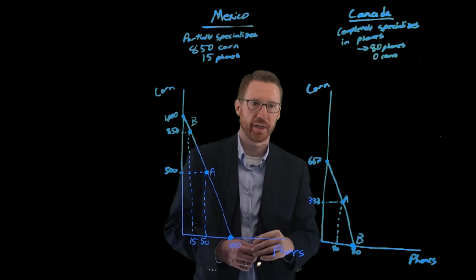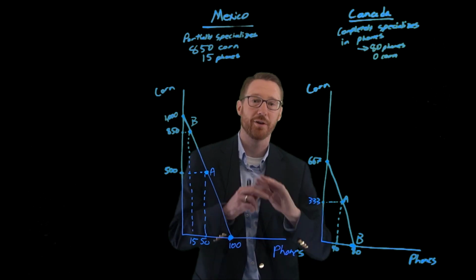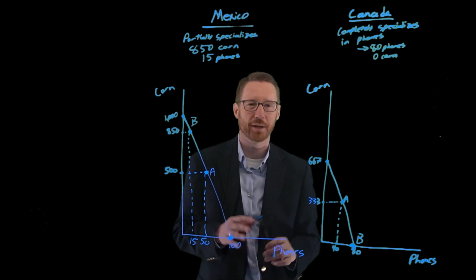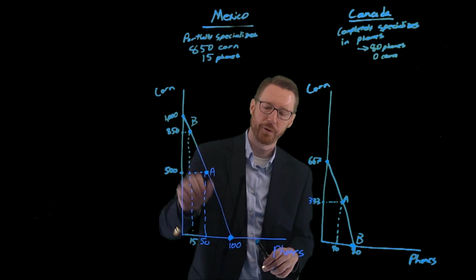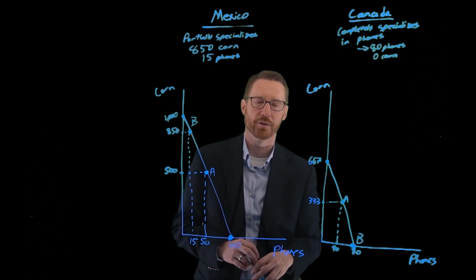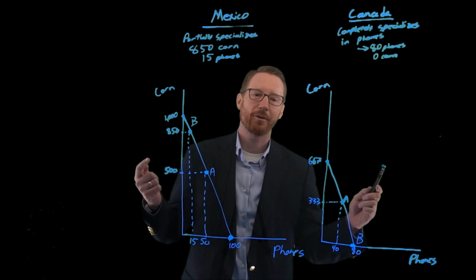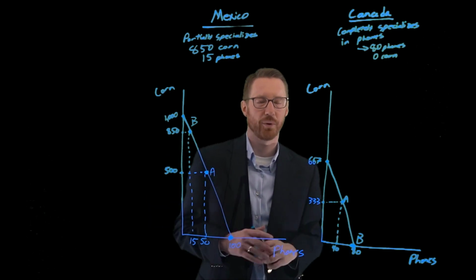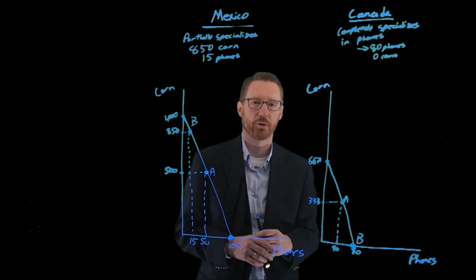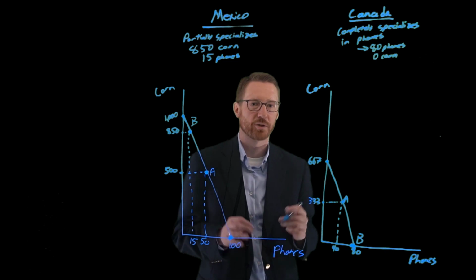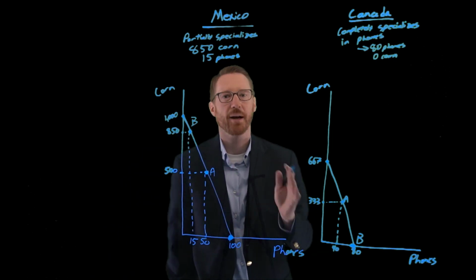Alright, think about point B for a second. So you've got Canada, they're producing only phones but no food. That might not be a great place to be. Mexico is producing lots of food but very few phones. That might not be a great place to be either. So now these two are going to have to trade with each other in order to get back to some balance between corn and phones. So let's let them trade. How much should we trade and at what price?